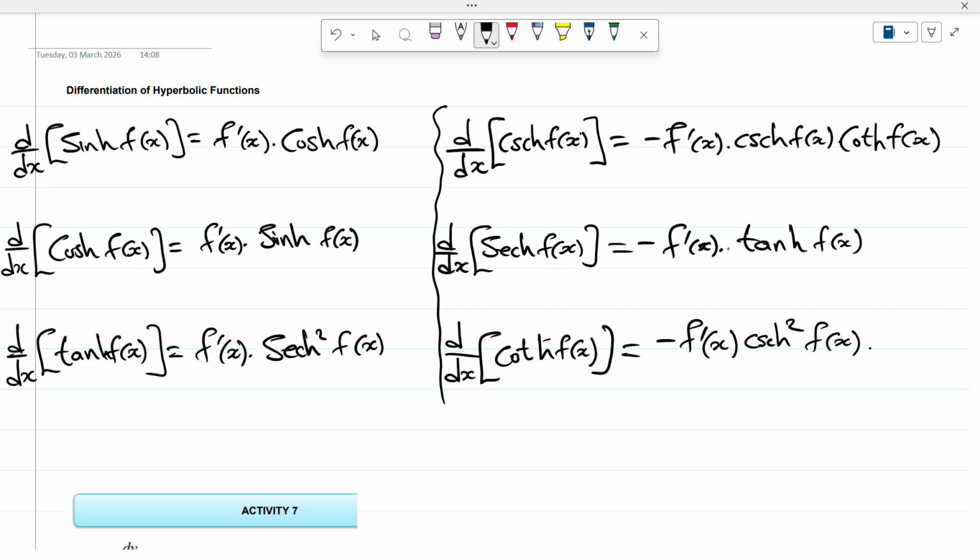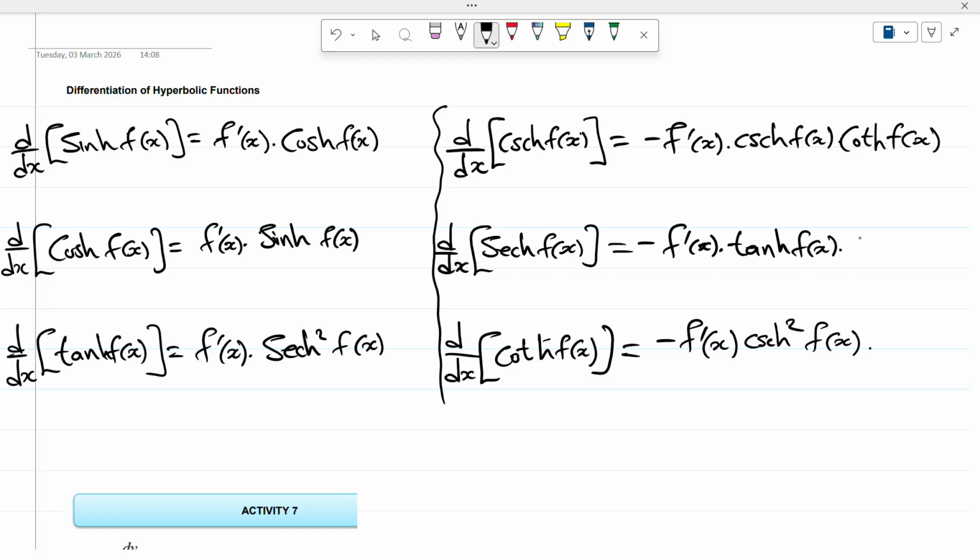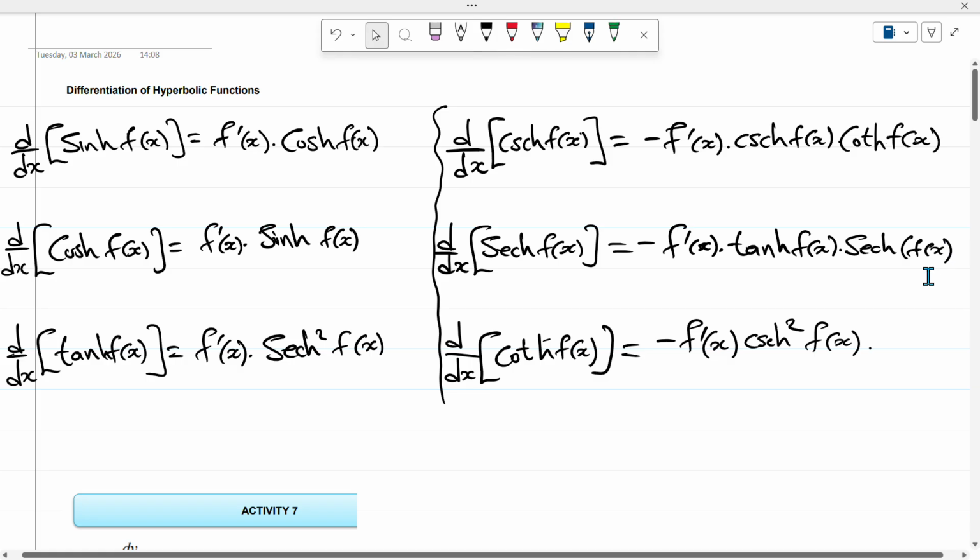I didn't finish this, of course. When we differentiate sec, this is negative f prime of x, hyperbolic tan of f of x, hyperbolic sec of f of x, of course. So that's one more thing to note there. Yes, that was just a minor mistake. Thank you for understanding.